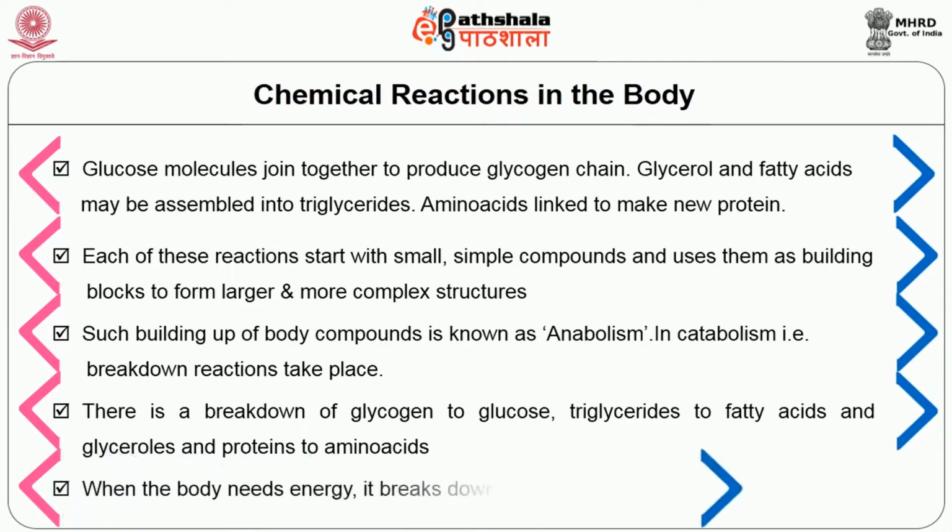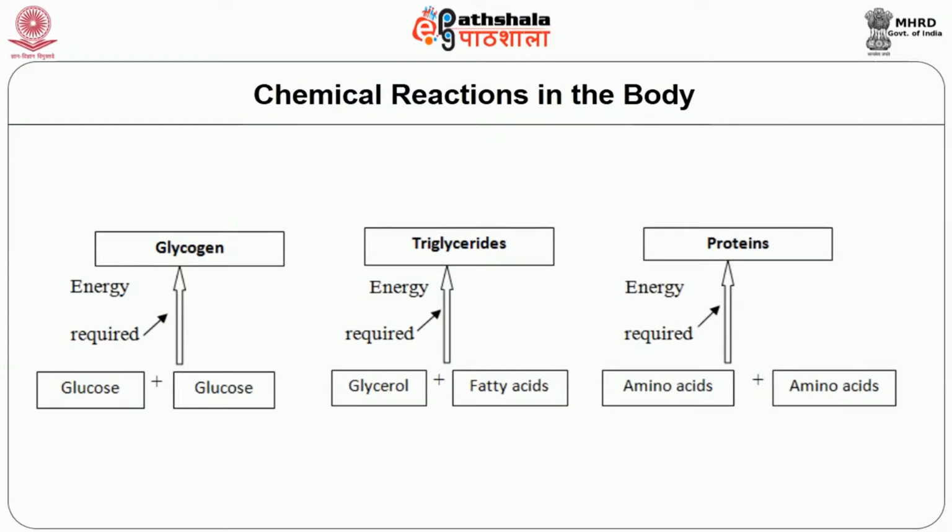When the body needs energy, it breaks down any or all of these basic units. Figure 1 brings out the general concept of anabolism. Anabolic reactions include synthesis of glycogen, triglycerides and protein. These reactions require different quantities of energy with the involvement of micronutrients under favorable conditions.